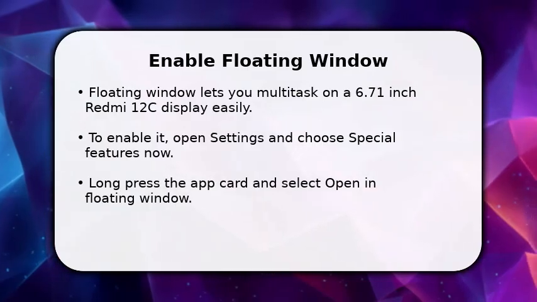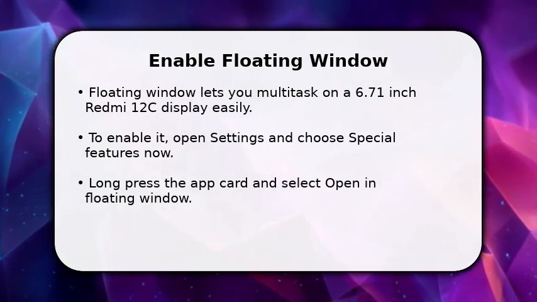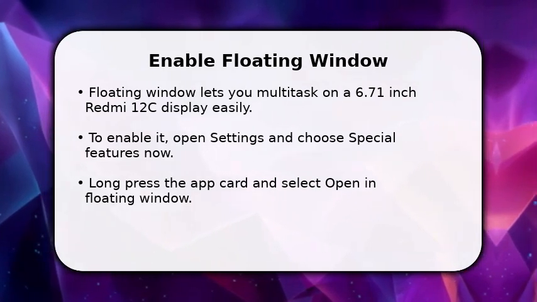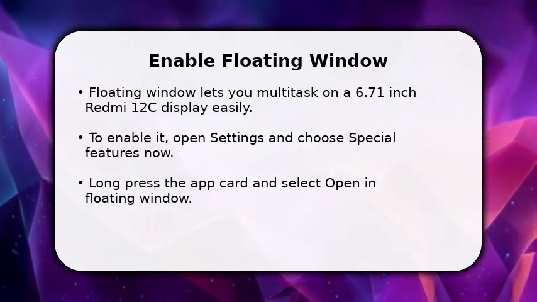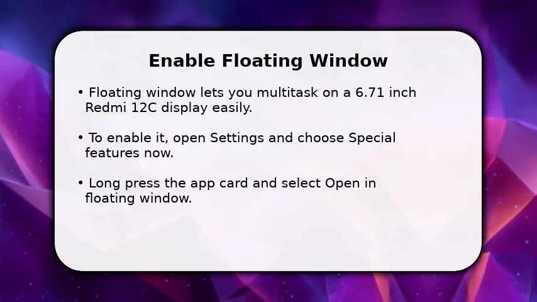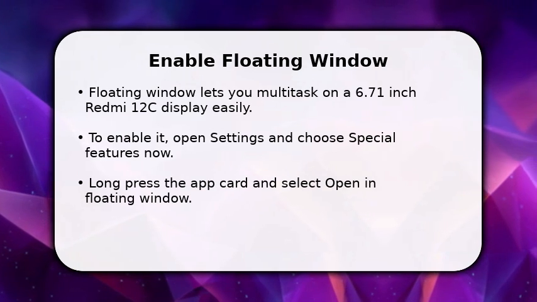Floating window lets you multitask on a 7.1-inch Redmi 12C display easily. To enable it, open Settings and choose Special Features now. Tap Floating Window and toggle it on in the menu. Alternatively, open an app and swipe up to Recent Apps view. Long press the app card and select Open in Floating Window.